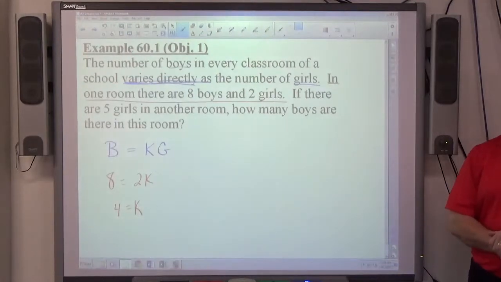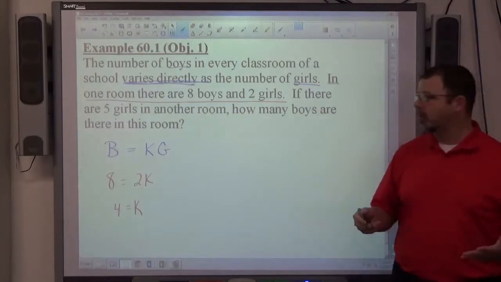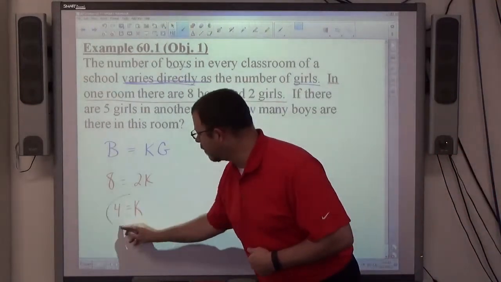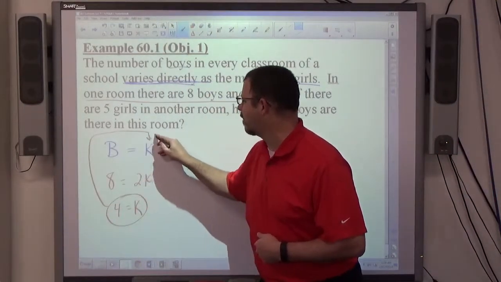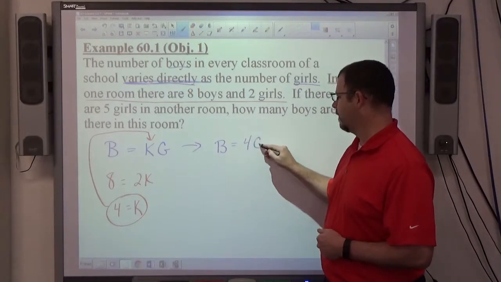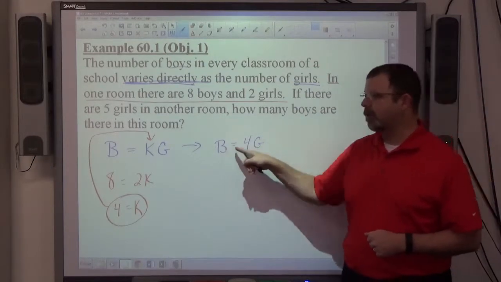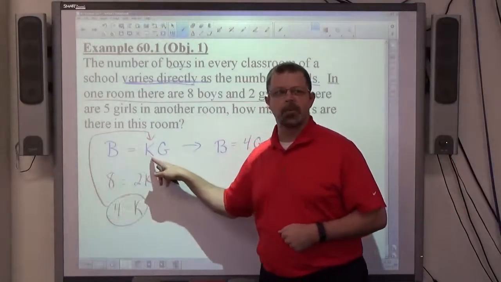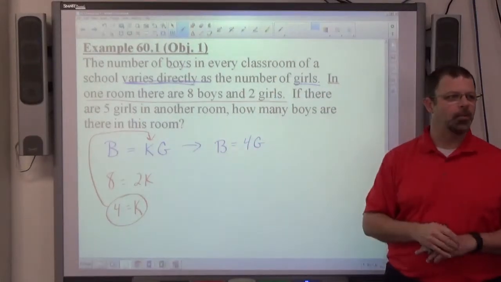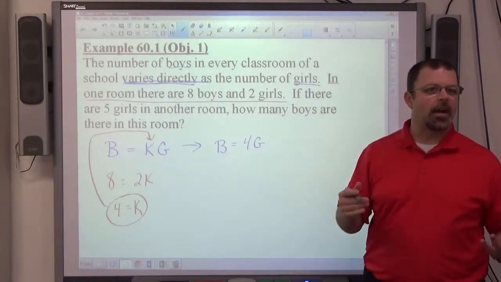K is called a constant of variation because within the problem that you're working, it doesn't change. So once I know what K equals, that's what K equals. So once I know that K is equal to 4, that tells me that this equation can be modified into B is equal to 4G. So once you figure out what K equals, that's what K is going to be for the remainder of the problem. Substitute it in, and you create yourself a better equation. This has 3 variables. Now this only has 2 variables. 2 variables is better.